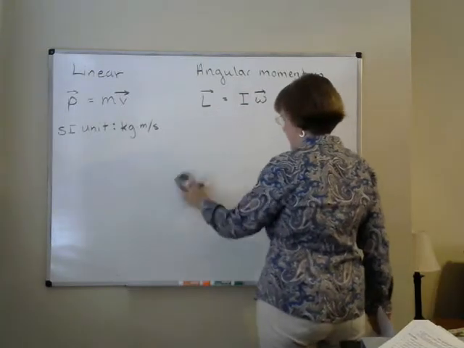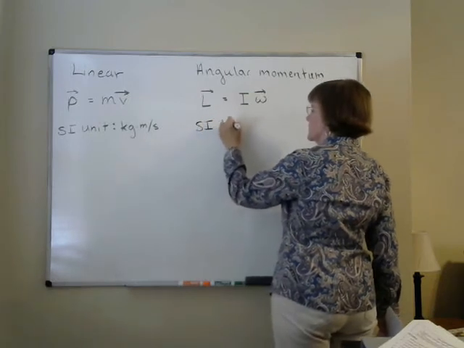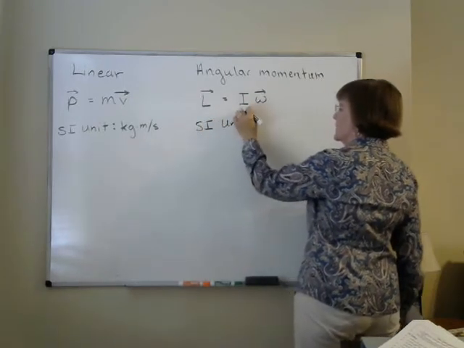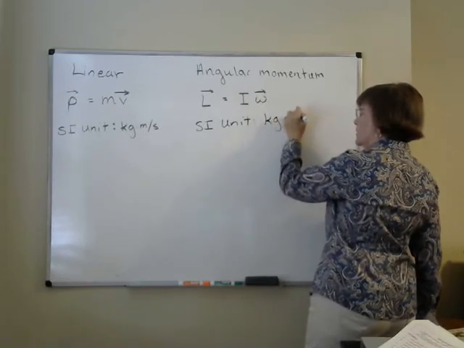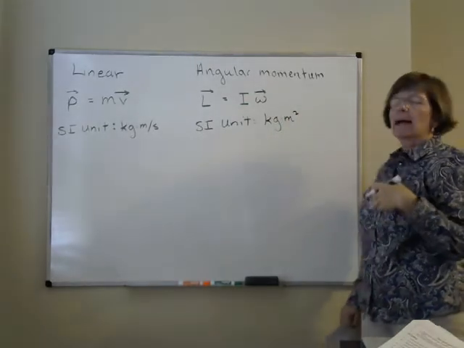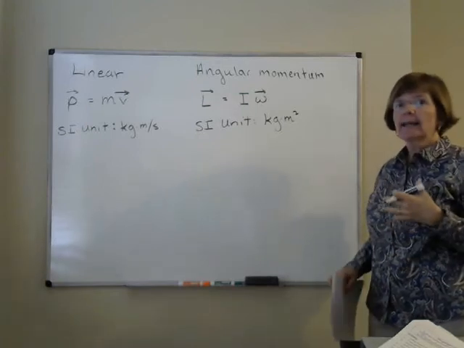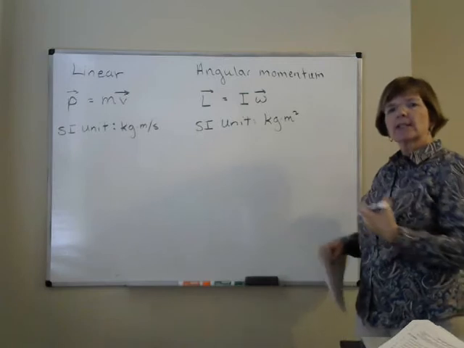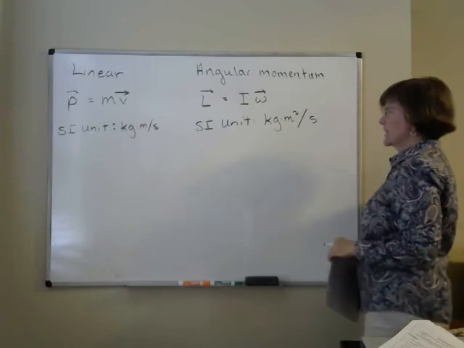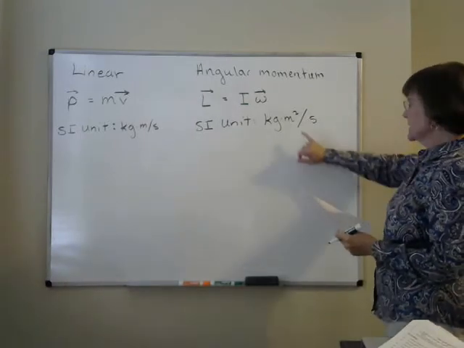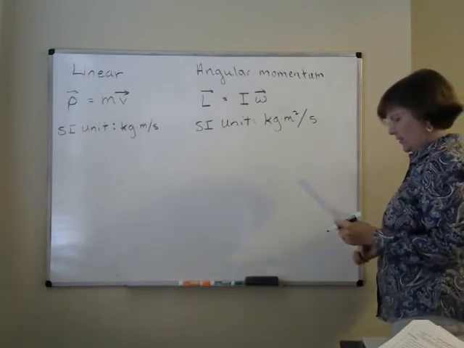What about units? Well, the moment of inertia is a kilogram meter squared. And angular velocity is usually radians per second. But of course, a radian is not an actual unit. So really, it's just per second. So we end up with kilogram meter squared per second. So similar, except that we have this extra value right here. This extra meter in there.